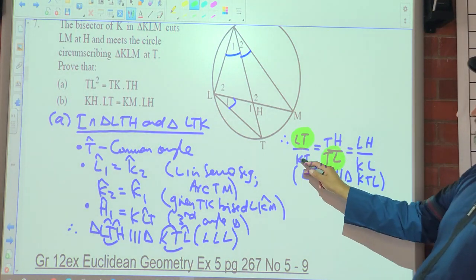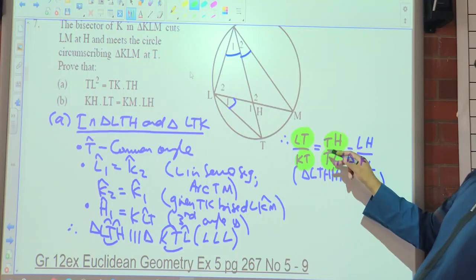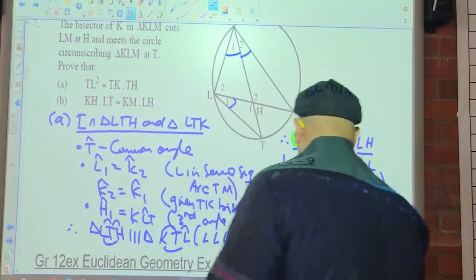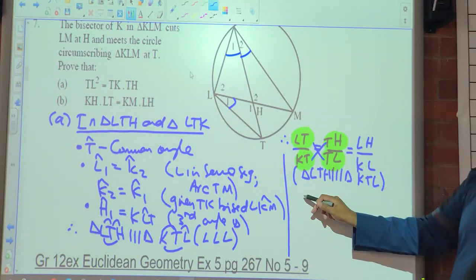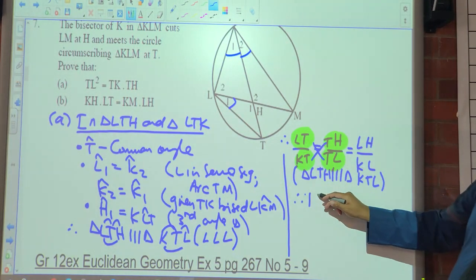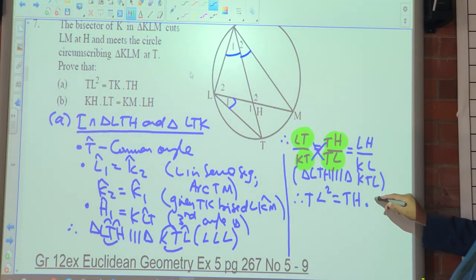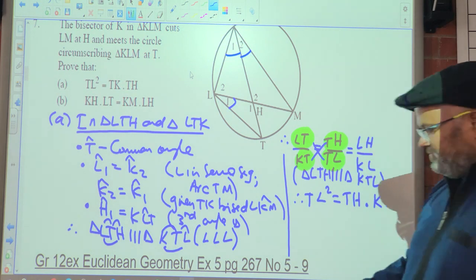KT, which we do have, and TH. Can you see that? It's just a matter of cross multiplying. So therefore, TL squared is equal to TH times KT. Okay.